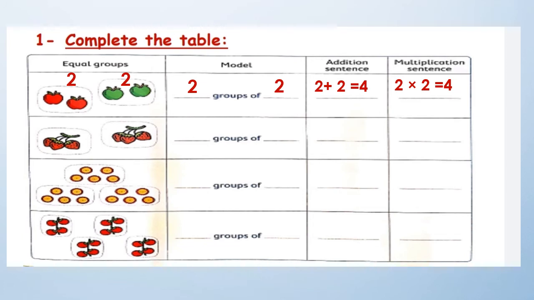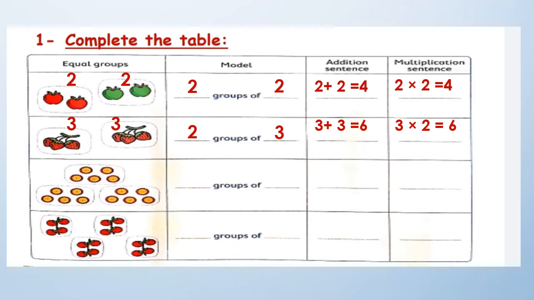The second one, I have 2 groups. Each group has 3 items. The first group has 3 and the second one has 3. Then the addition sentence here is 3 plus 3. 3 plus 3 equals 6. And the multiplication sentence here, I will use the sign by. As we know, the repeated number here is 3 and it's repeated 2 times. So I will write 3 by 2. 3 by 2 equals 6.